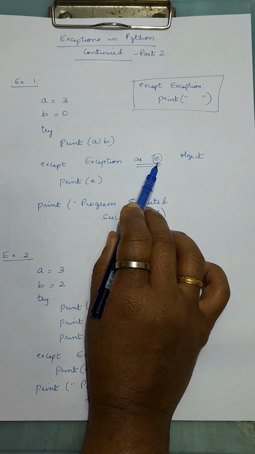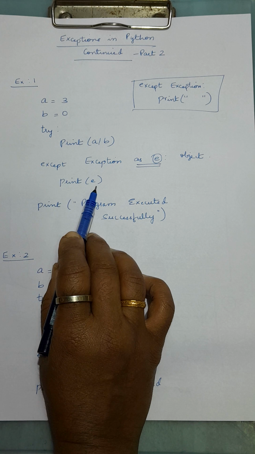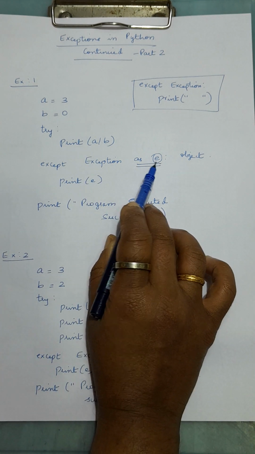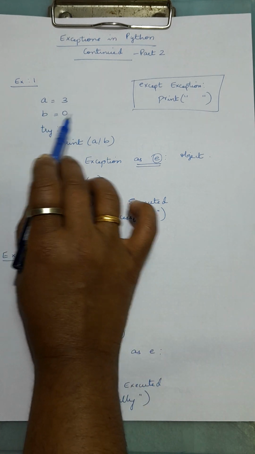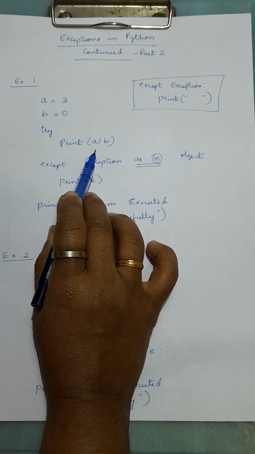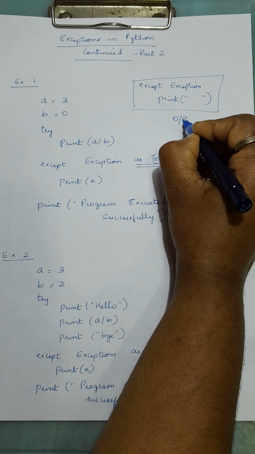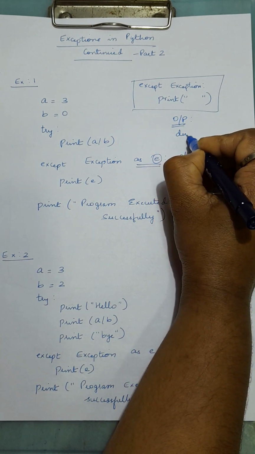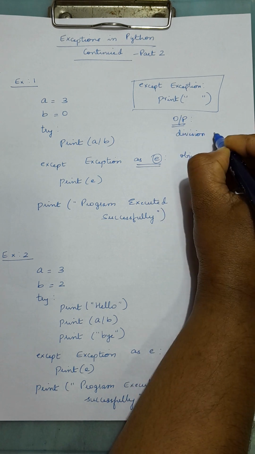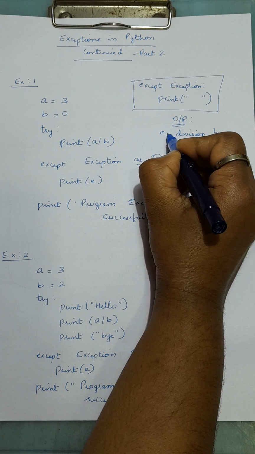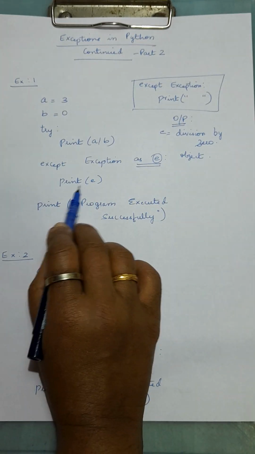Now what will happen? E will have the type of error. If I don't know what type of error it is, then automatically E will capture what the error is and it will print. Now as per this, it is division by 0, right? It is a zero division error. So what is the output that I'll get here? The output is division by 0. So this E will have division by 0.